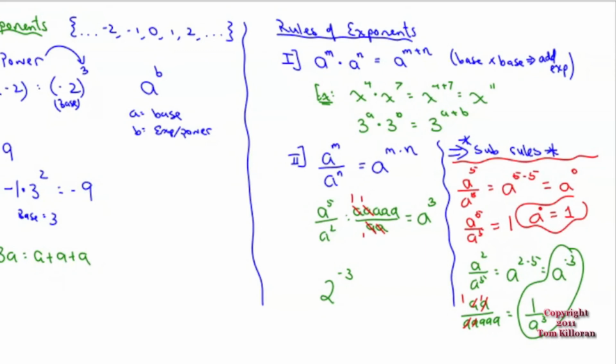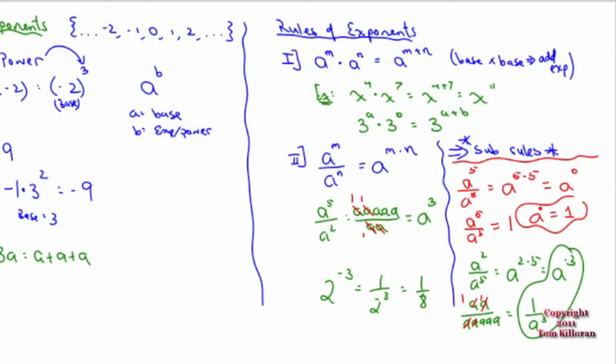It's a to the negative 3 is the same thing as 1 over a cubed. So 2 to the negative 3 is the same thing as 1 over 2 cubed. The sign changes. It was negative there, it's positive there. What's 2 cubed equal to? 8. So this is the same thing as 1/8. When you're dealing with negative exponents, generally you're talking about a reciprocal.